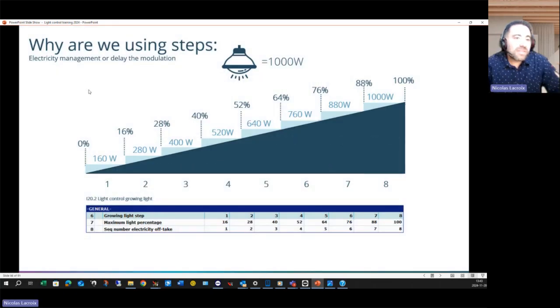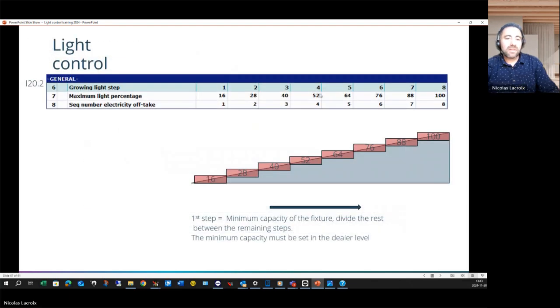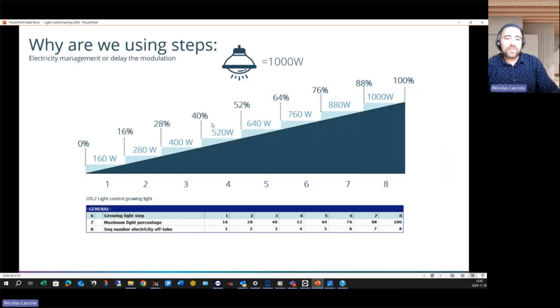So why are we using the steps? It's mainly for electricity management or to delay the modulation, so it can be used for both. For electricity management, if we are at a certain step, we will ask a certain kilowatt demand from the CHP or from the grid, depending. If you have a limitation on the grid, you can limit the number of steps for the modulating light.